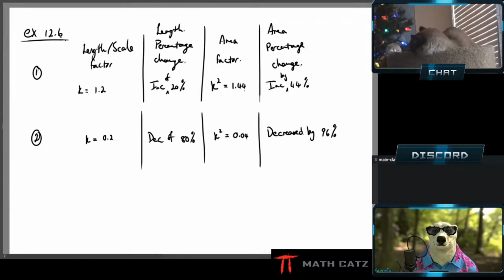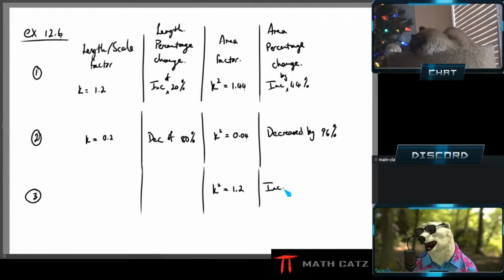Next one. Let's number it 3. There I'm given what is k squared as 1.2, the area factor. Now I can right away interpret the area percentage change, which is, of course, the area increased by 20%. Great. How did I change the side lengths to get that result in the area? Well, if k squared is 1.2, k is the square root of 1.2.